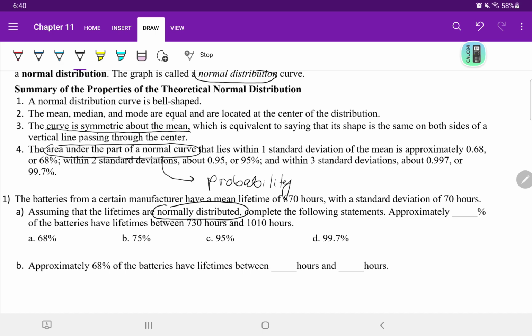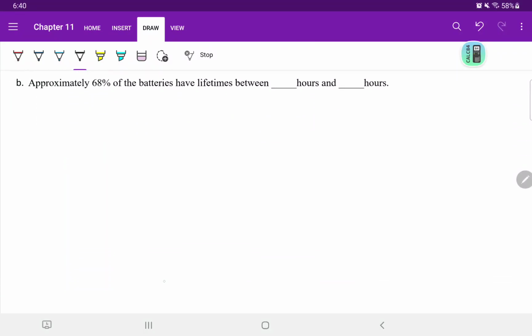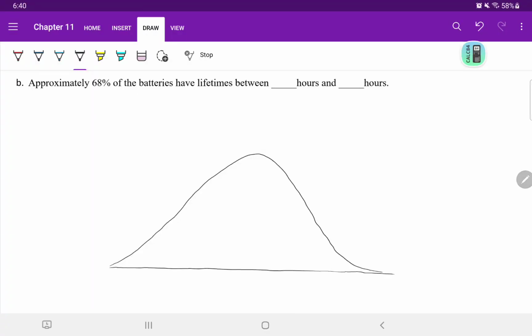So it says normal distribution, which means I need to draw a bell-shaped curve. Let's scroll down for a second and let's draw this bell-shaped curve. And it should look something like this. And this is not drawn to scale, by the way. Or perfectly, because I can't draw. So you draw some sort of bell-shaped curve, and then you draw a line down the middle. This middle value is going to be the mean.